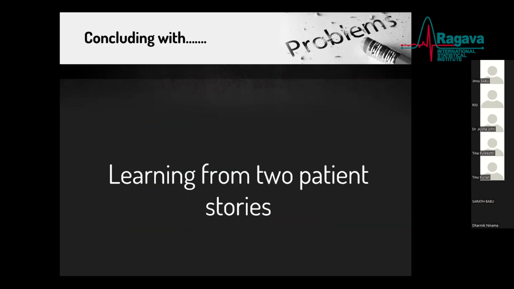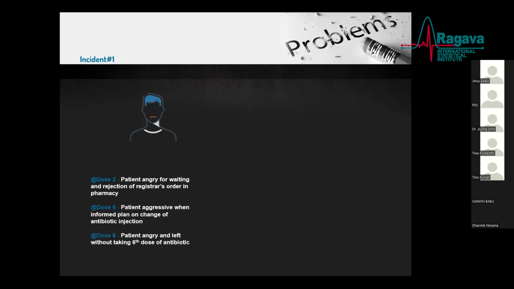Last but not the least, let me finish with 2 patient stories. This is how we can actually learn from incidents. So you can imagine a patient was angry in the waiting room, with rejection of a registrar's order in the pharmacy. The patient was aggressive when informed of the plan to change antibiotic injections. And also the patient was angry and left without taking the 6th dose of antibiotics.